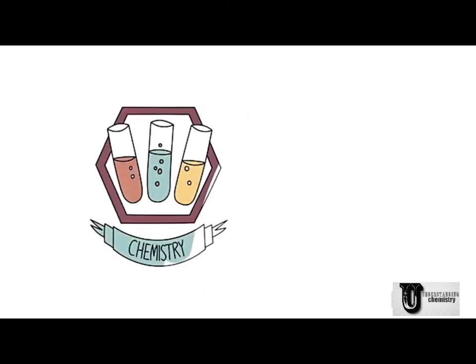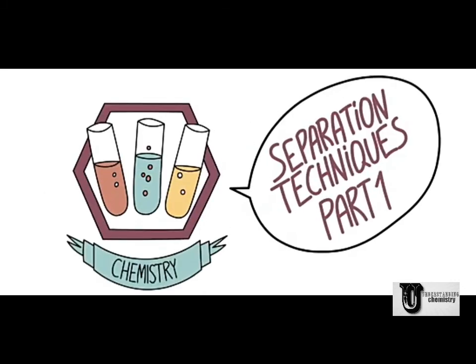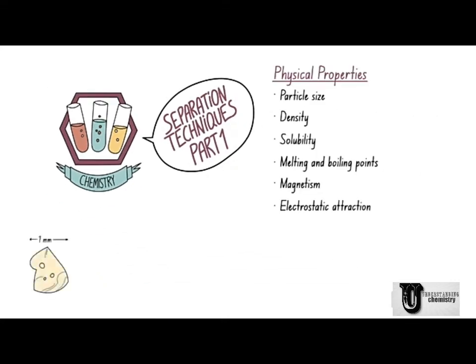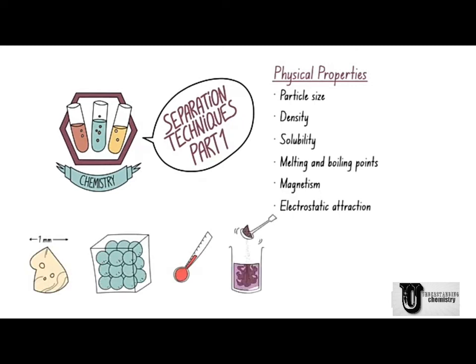Let's revise the separation techniques that we've covered in this lesson. In the HSC chemistry course, you will need to know a range of separation techniques, the physical properties that they rely on, and when to apply each one. The physical properties of a substance include its particle size, density, melting and boiling points, solubility, magnetism, and electrostatic attraction.